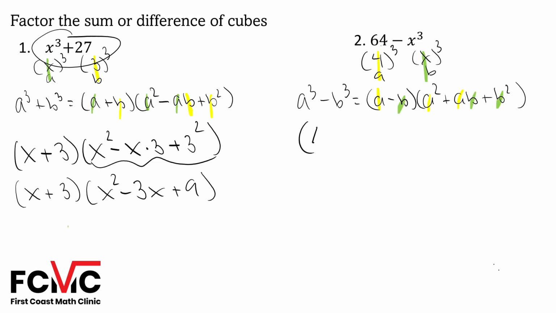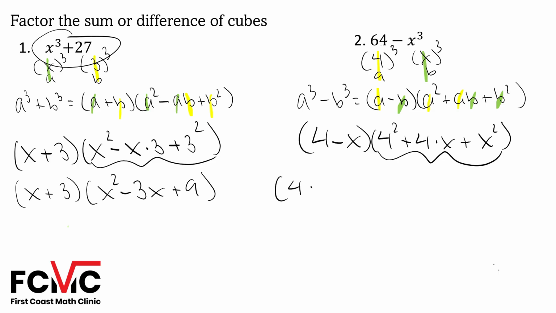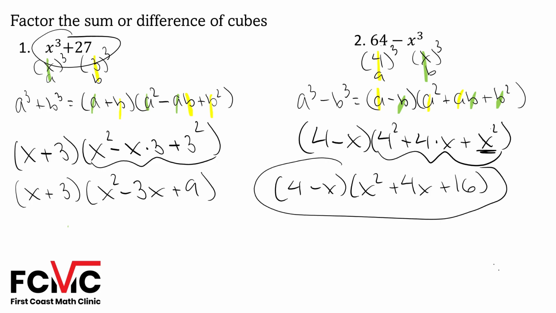So we're going to have 4 minus x times 4 squared plus 4 times x plus x squared. I'm going to rewrite this second set of parentheses here. So I'm going to have 4 minus x. I'm going to write this in descending power in terms of my variable. So I'm going to have to start with the x squared plus 4x plus 16, that 4 to the second power. This is my factored answer for number 2.